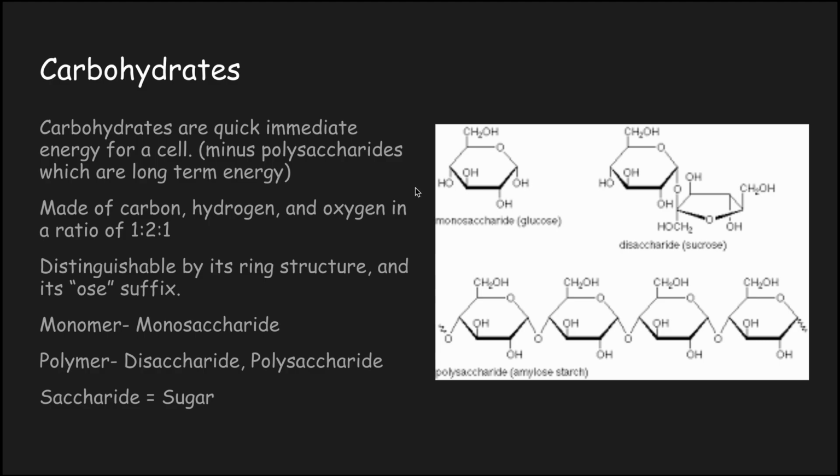Again, the monomer is monosaccharide, and your polymers are, for example, your disaccharide, sucrose, and your polysaccharide, amylose. And just know, this is an important vocab word: saccharide means sugar. When I first learned macromolecules, I was like, what the hell is a saccharide? Well, saccharide is literally just sugar in fancy science lingo that makes absolutely no sense.